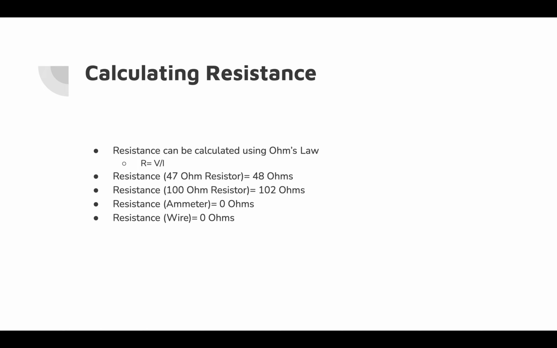Resistance can be calculated using Ohm's law, so R equals voltage over current. So the resistance of a 47 ohm resistor is 48, the resistance of a 100 ohm resistor is 102, the resistance of an ammeter is 0, and the resistance of a wire is 0.